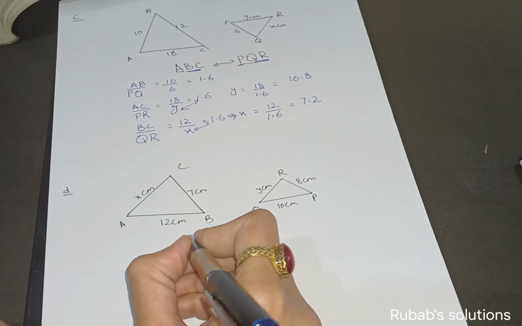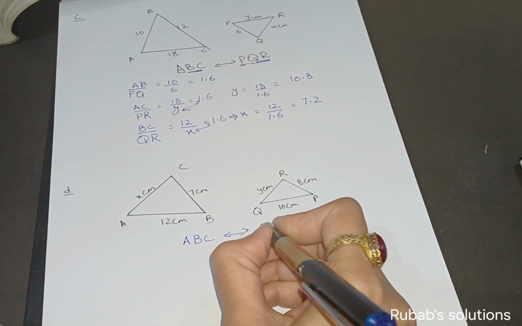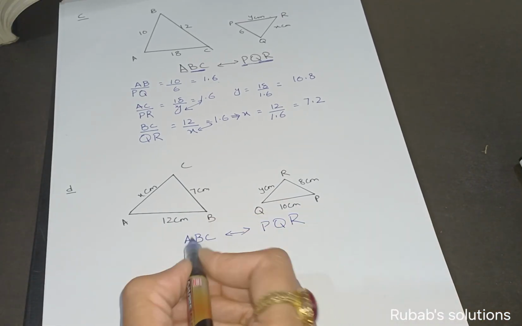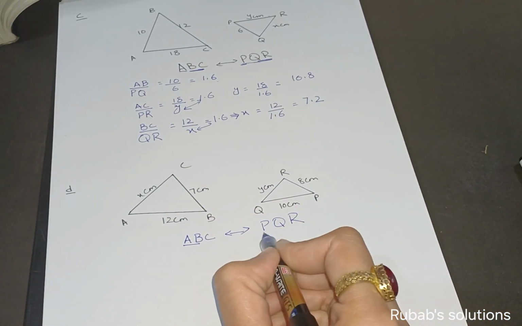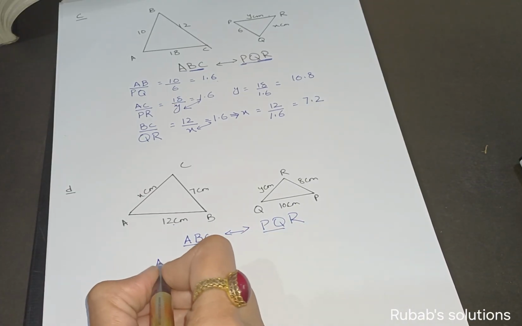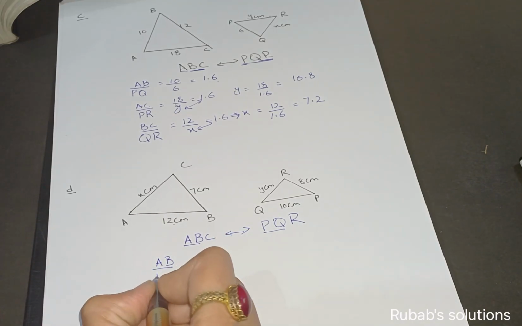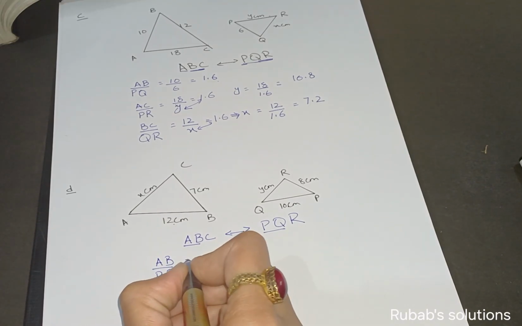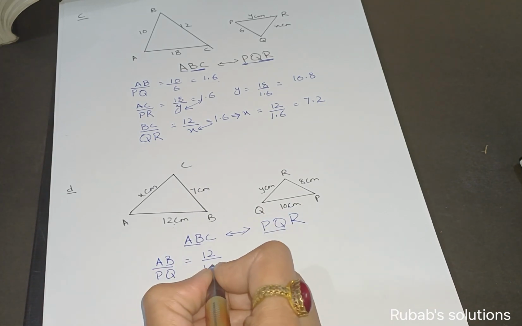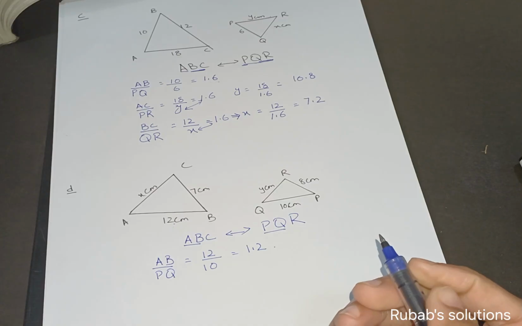Again, I have a triangle ABC that is similar to triangle PQR. I have to find the missing side. So AB, over here it is PQ. Both the sides are given. It's not necessary that always these two sides are given. You have to identify which two sides are given and from where you can figure out the common ratio. 12 divided by 10, so the answer is 1.2. Now you have to find the other sides.